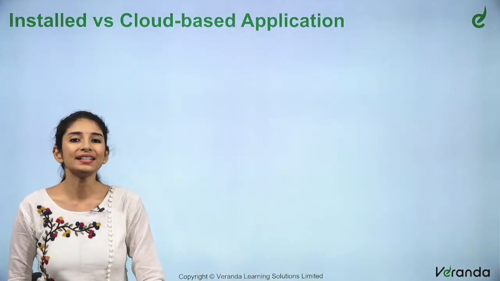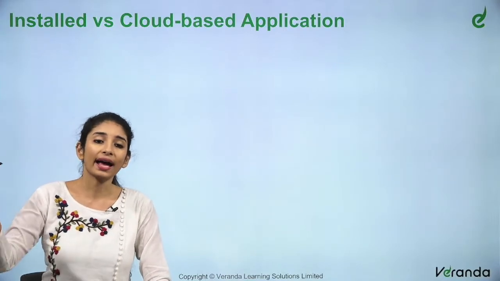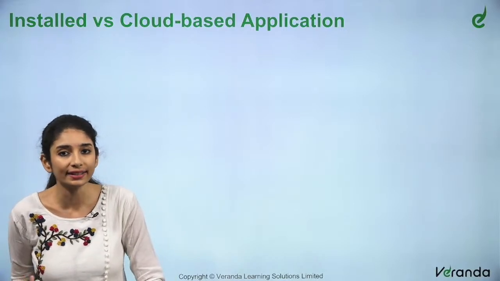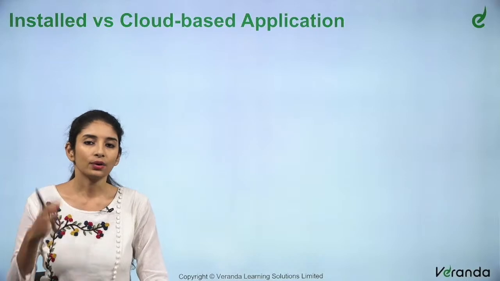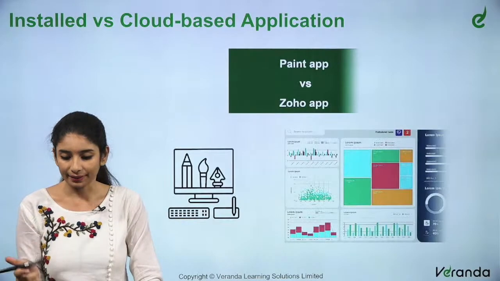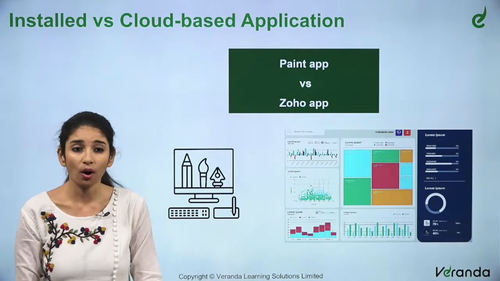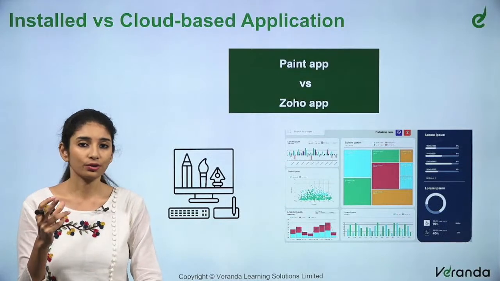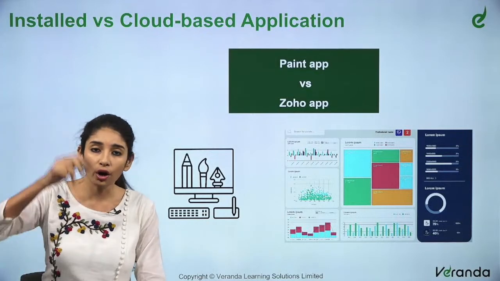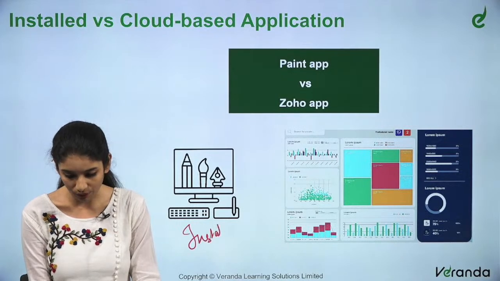Installed versus cloud-based application. What is the meaning of an installed application? An application that I can install on the hard disk of my computer that does not require an internet connection to operate or work. Okay, so applications that are already there on my computer, take for example Paint. Paint software is already there. Can you access Paint software on the move? For example, you have your mobile phone, you're traveling. Can you access the Paint software? No, you need to be on your computer in order to access Paint software, because it is an installed software.